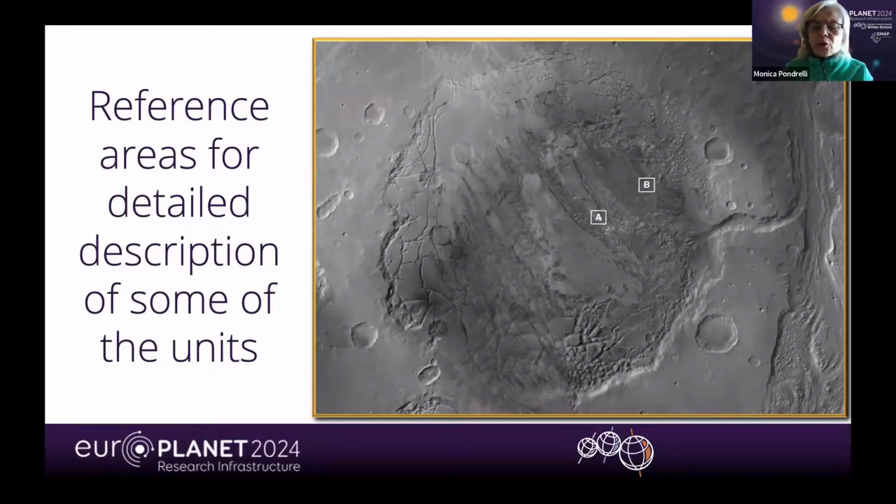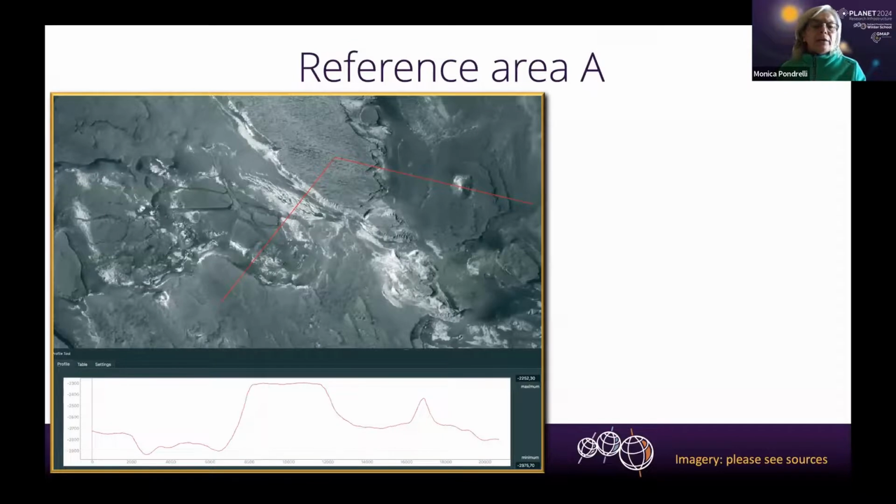Or we make a geological map, but okay, color is whatever. What does that color correspond to? Okay, I have a description in a reference area. We selected just two. Actually, these two areas do not cover all the units, but just the units where also CRISM observations are available. The reference area A is this one.